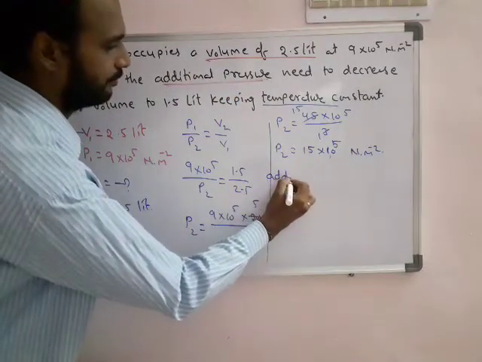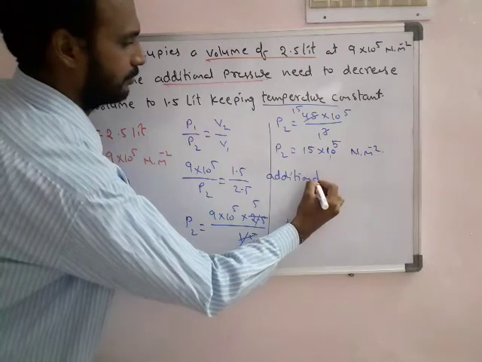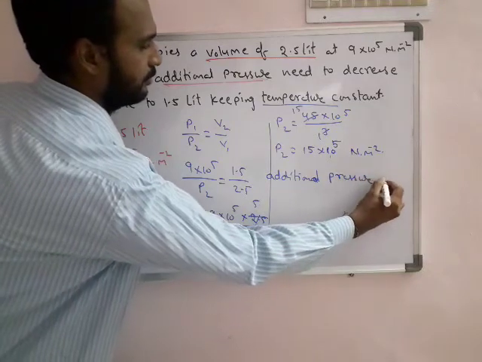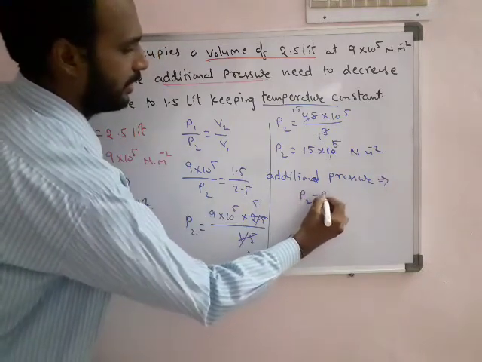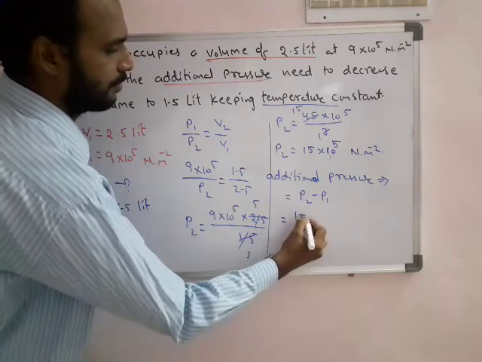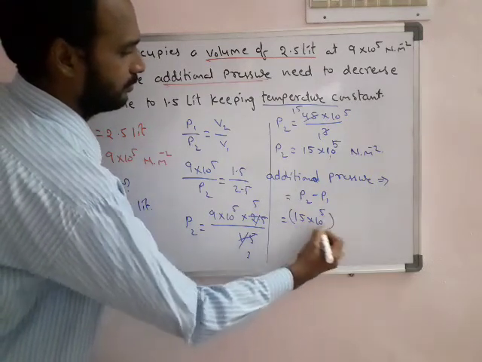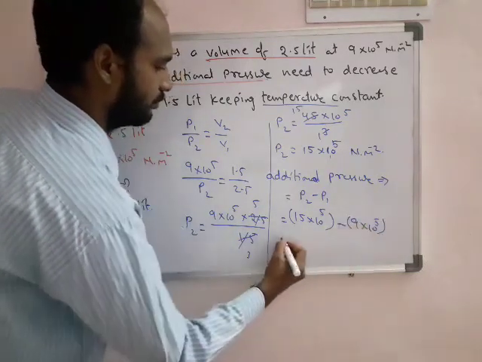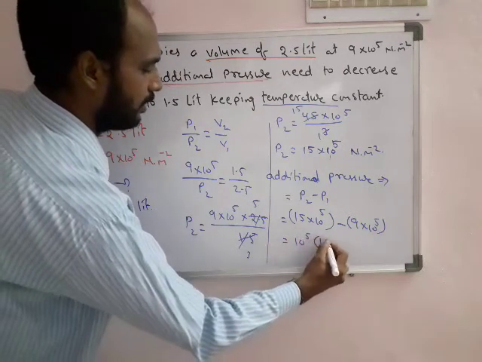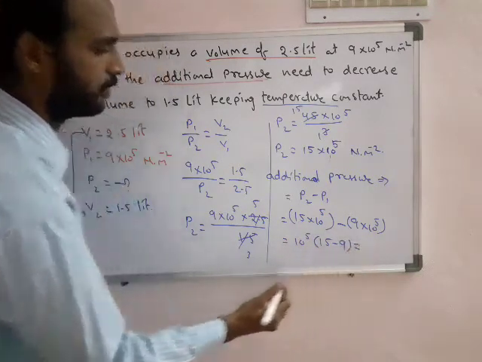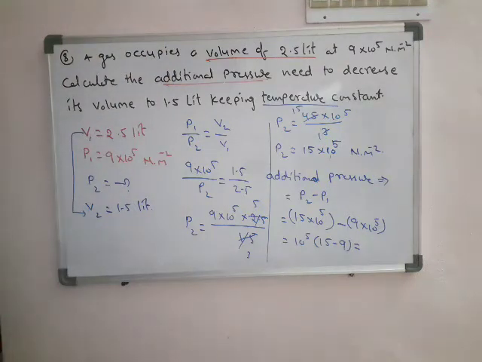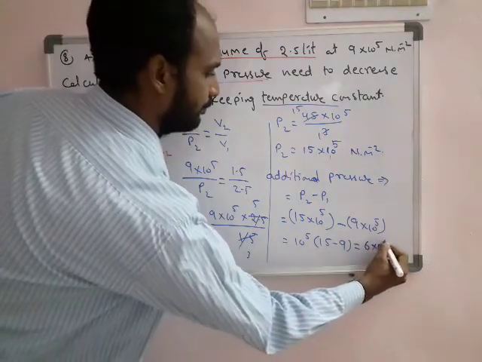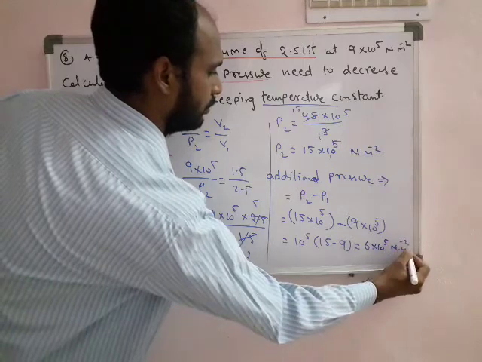Additional pressure means higher minus lower. Here it is P2 minus P1, that is 15 into 10 to the power 5 minus 9 into 10 to the power 5. Both are in the same units, no problem. What is the common factor? 10 to the power 5. 15 minus 9, so finally we get 6 into 10 to the power 5 Newton per meter square. No change in the 10 powers.